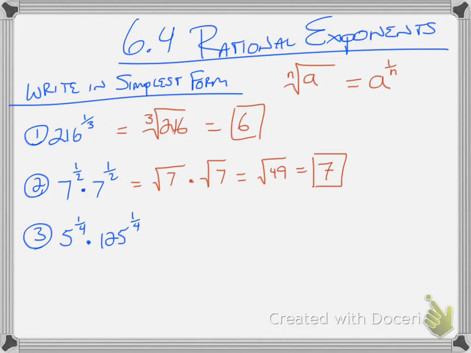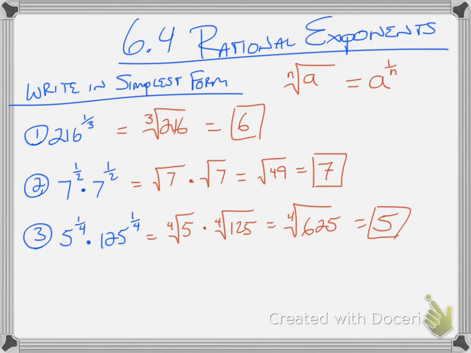One more here. 5 raised to the 1/4, well, that's going to mean the 4th root of 5, and that's multiplied with the 4th root of 125. And now, because they're both 4th roots, I can multiply those, and that becomes 5 times 125, which is 625. And the 4th root of 625 becomes 5. Okay, so we'll go on to the next ones.